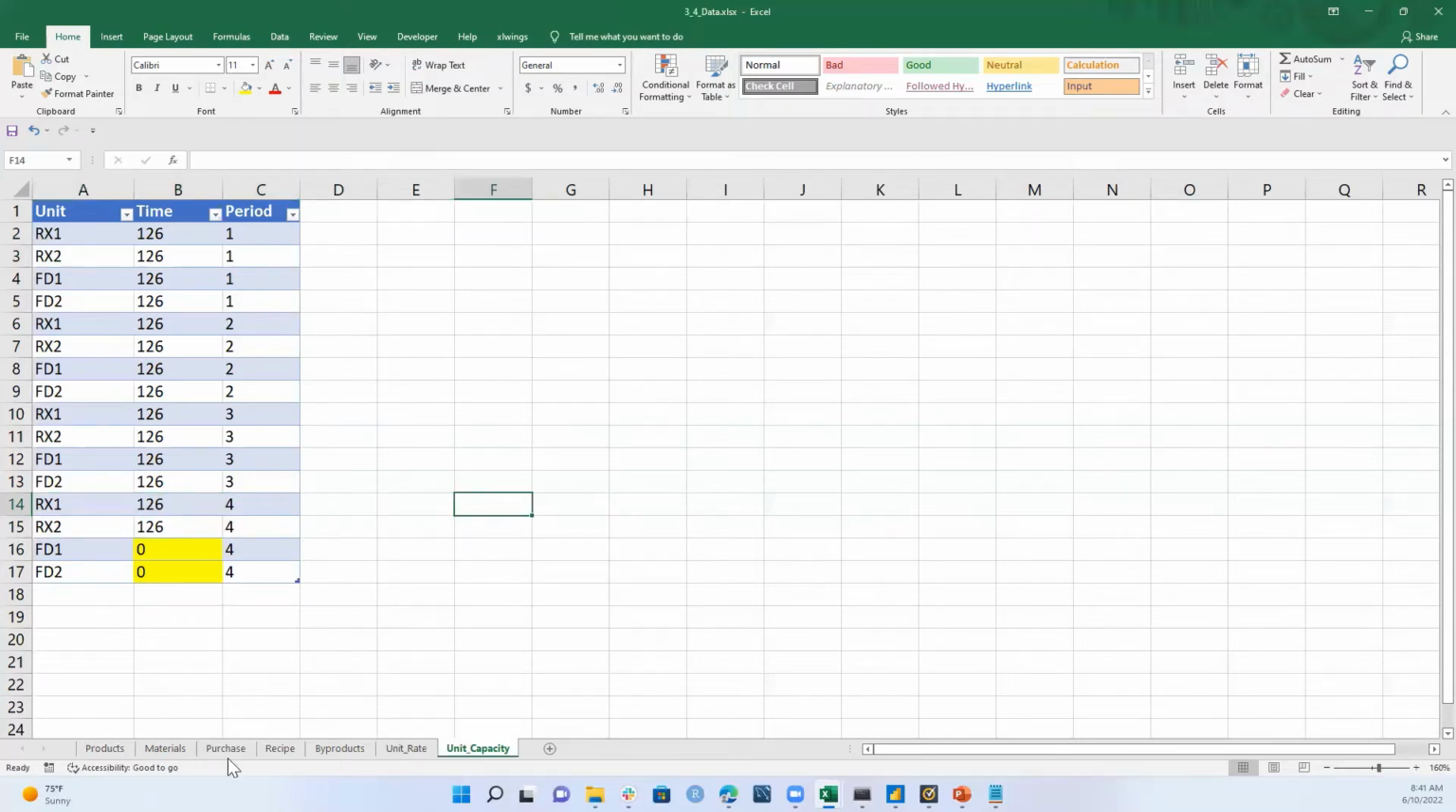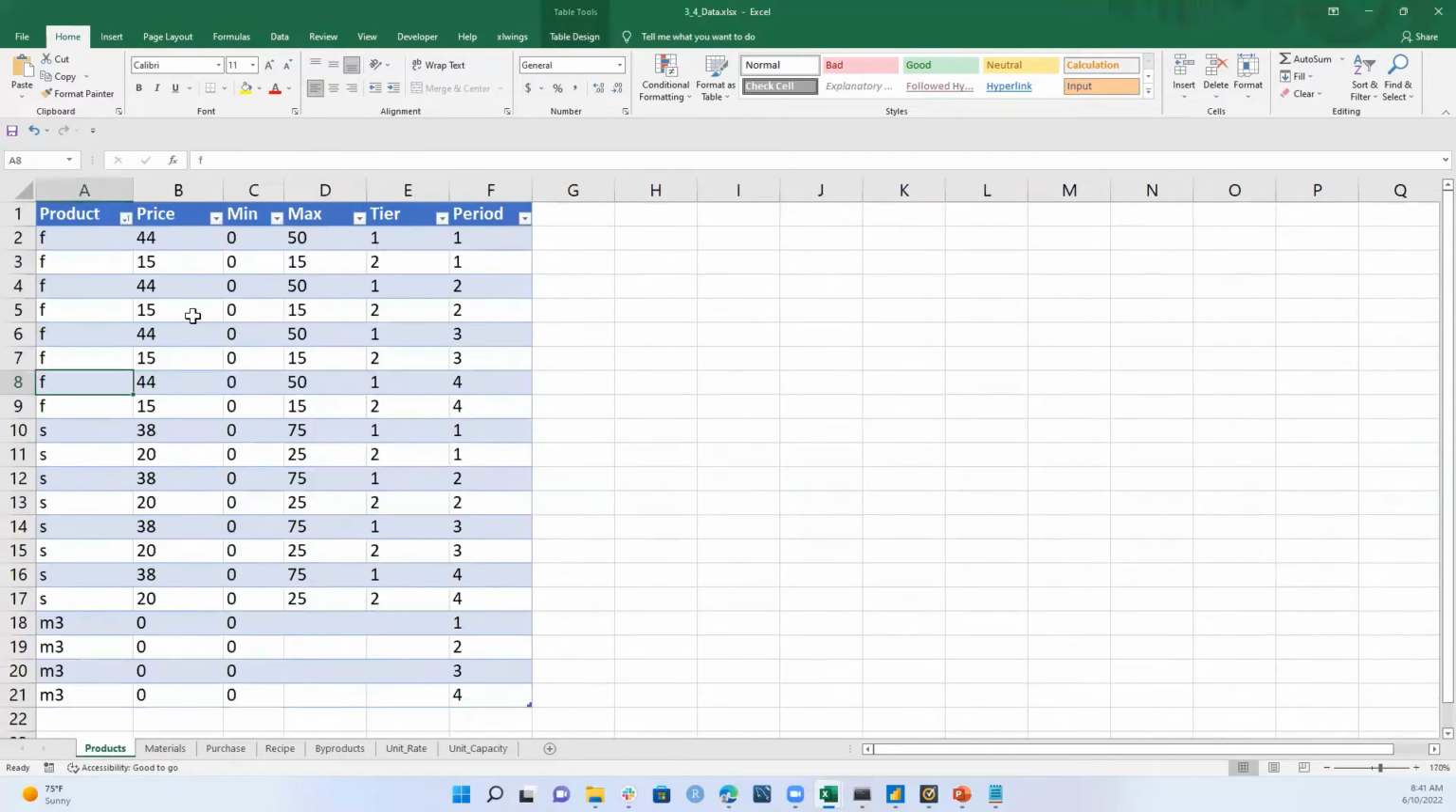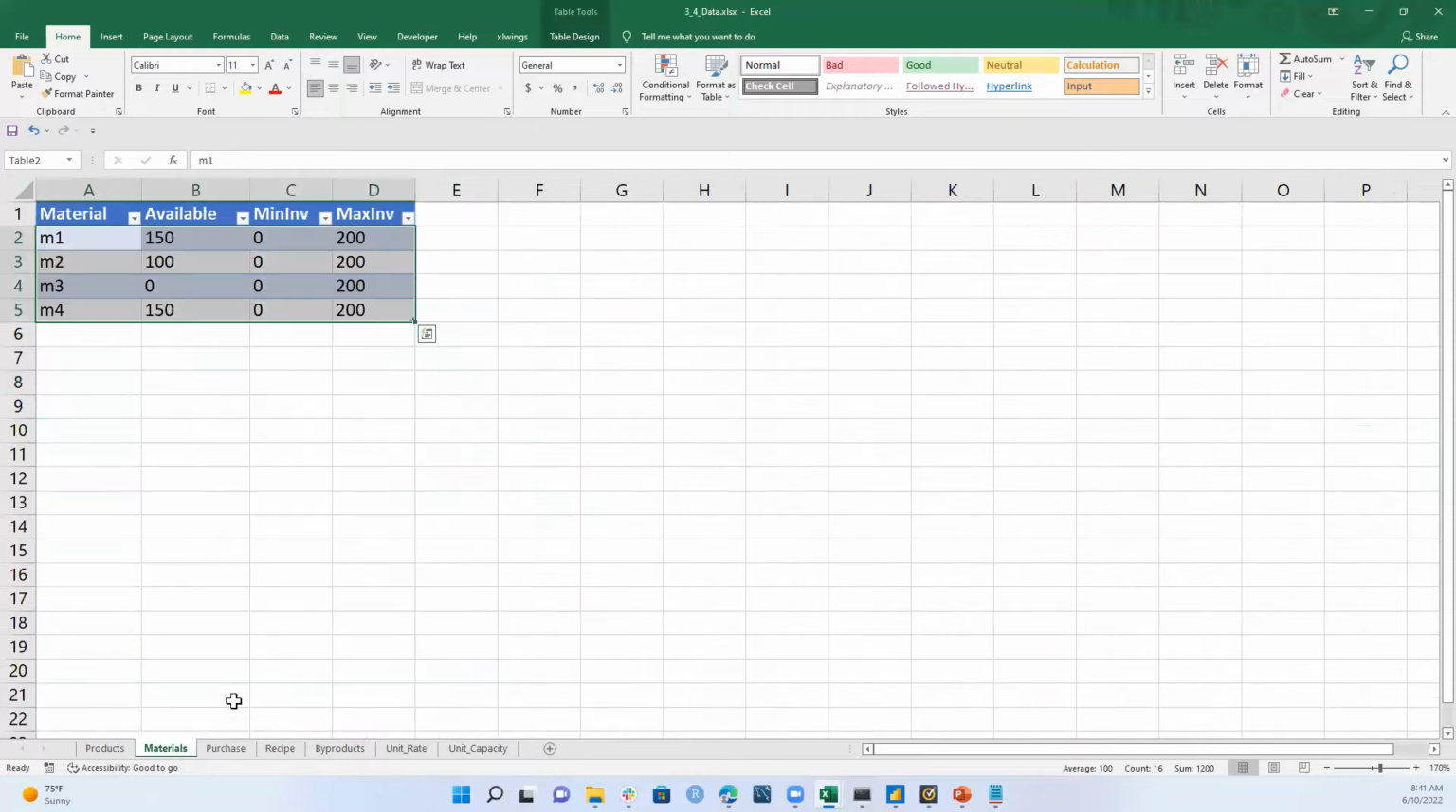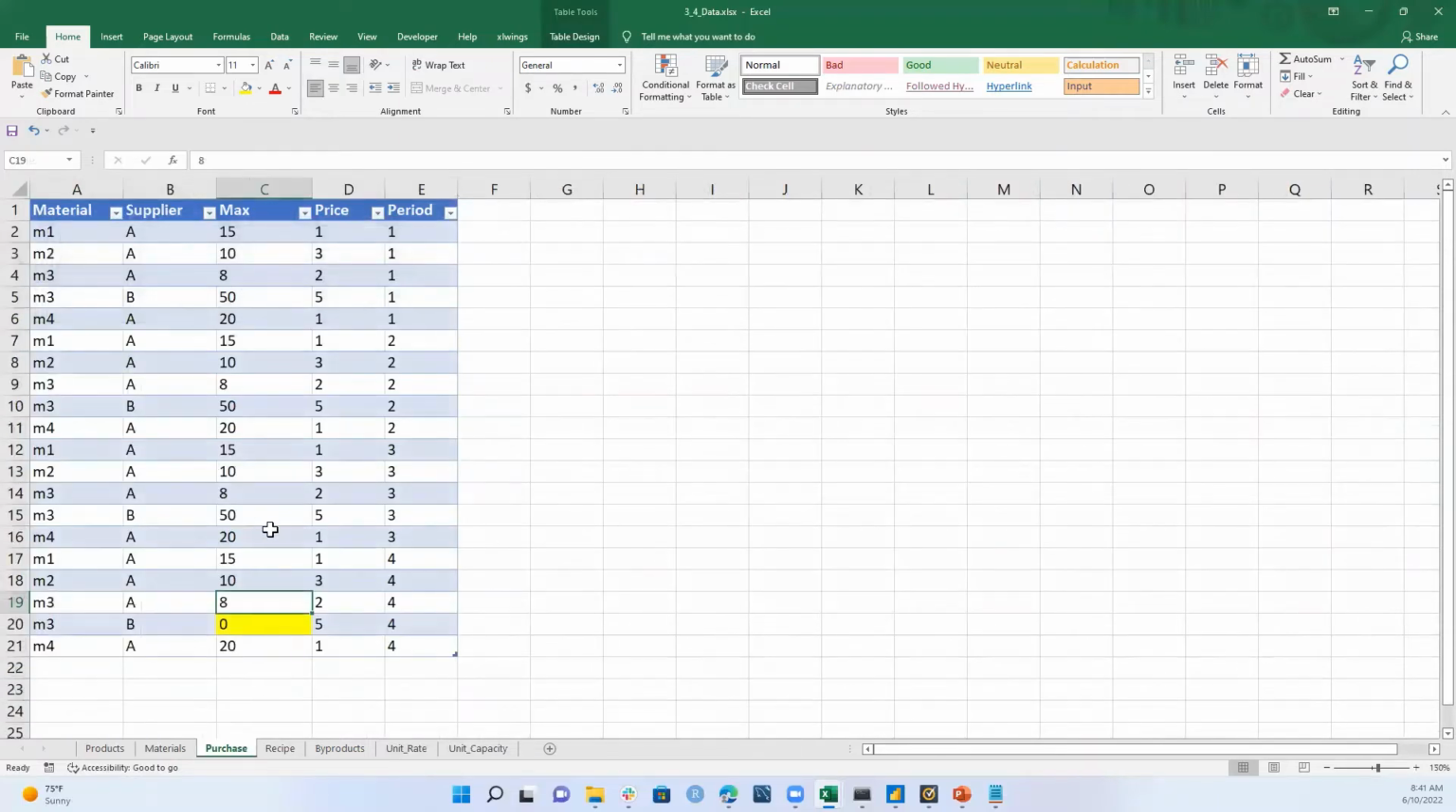So again, this data is very similar to what you saw in episode 3.3, but where we've had to show a time dependence on some of these variables, like capacity, product demand and pricing, or material availability and pricing, we've indicated that now with an additional piece of information on the period. So with that, we're going to jump back and walk through the Python code and solve this problem.